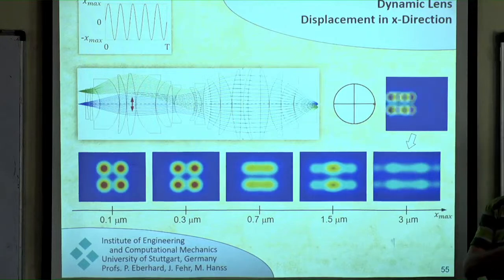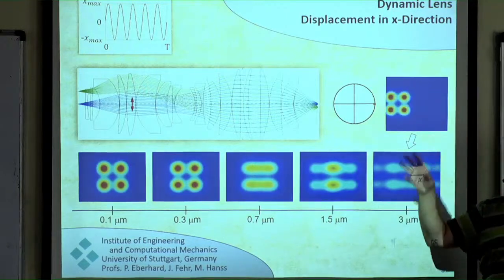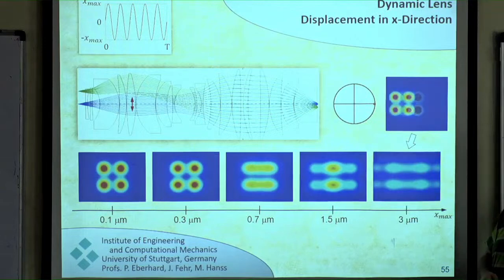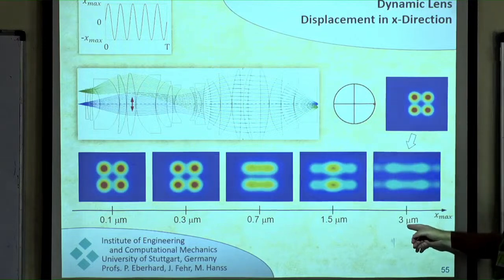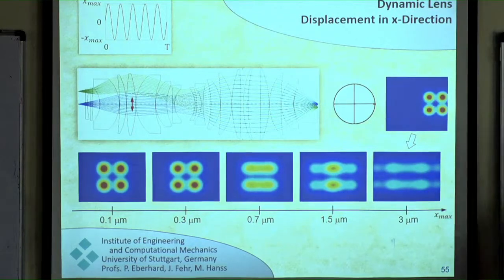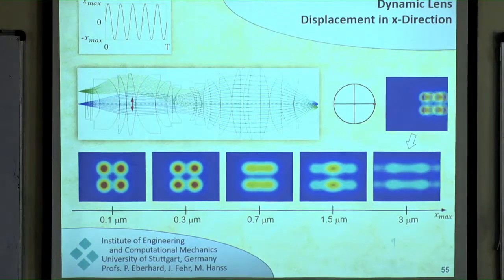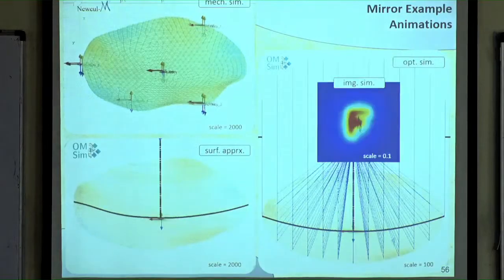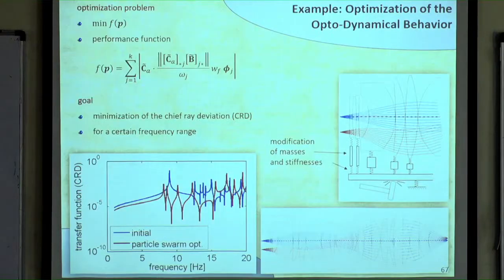And again, you can throw away your chips, you cannot make the space observations and so on. If you have 3 micrometers, nothing is left from the original signal. So therefore, it is really important for the companies to understand the vibrations. You can do the same thing with mirrors also. But I want to use my last slides for something else.